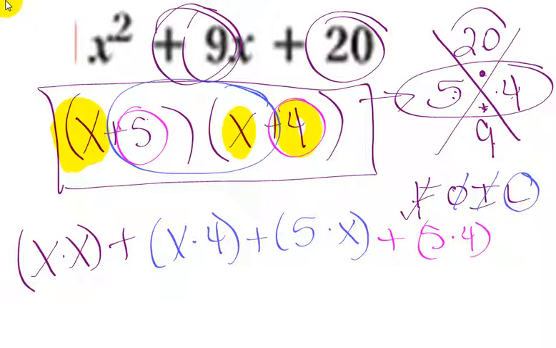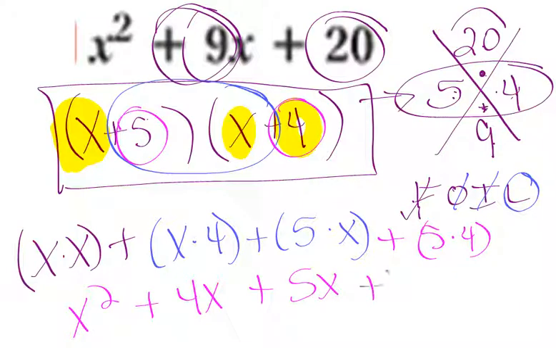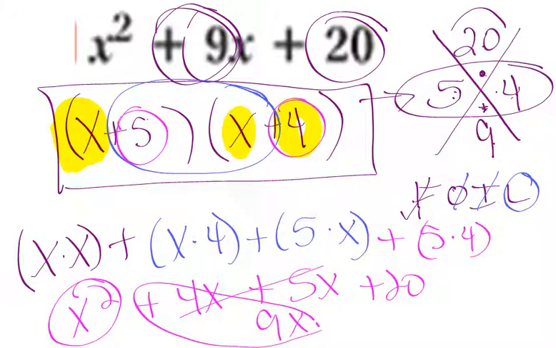Now let's simplify. x squared plus 4x plus 5x plus 20. Right? And combine your like terms here. 9x. So we have x squared plus 9x plus 20. Does that match our original equation? Yes, it does. So that checks our answer, and that means our answer is correct.